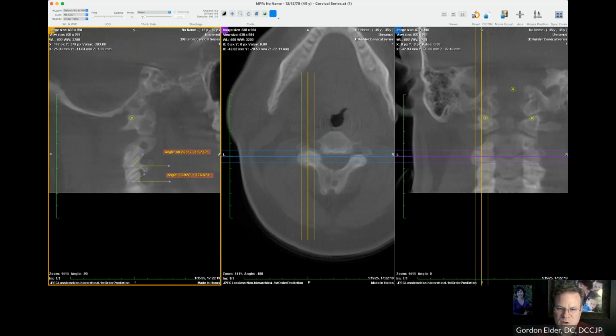Shift and select, and I can take my picture. I've got the two measurements, C2 to 3, C3 to 4. Now, we didn't get very low on this guy. He's got really big shoulders, so I went down as low as I could so that the machine, as it rotated, didn't smack into his shoulder. But that's as far as we got.